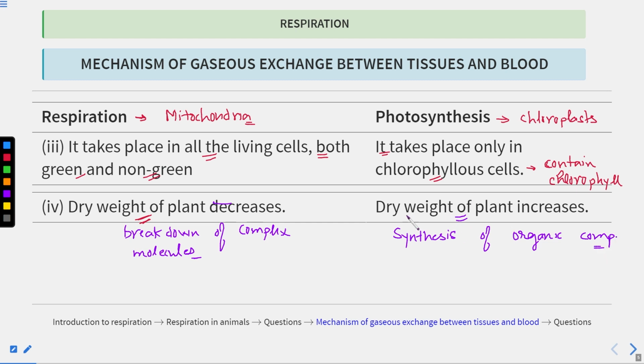Okay, so because of this, the dry weight of the plant increases. All right, so one is the dry weight, one is the fresh weight. So dry weight is the weight of the plant that is without the moisture or the water, and fresh weight is the weight of the plant that is with the water content or with the moisture.